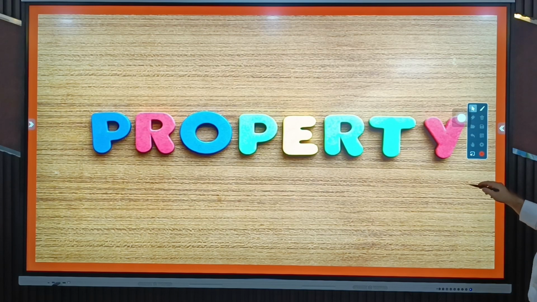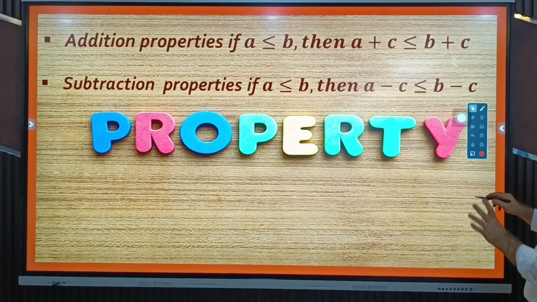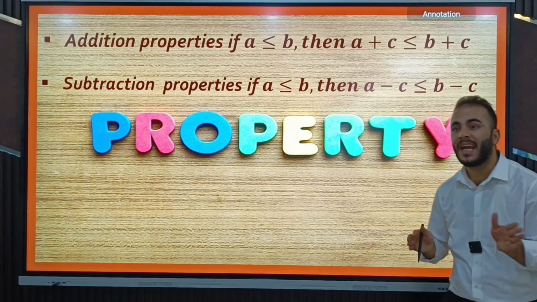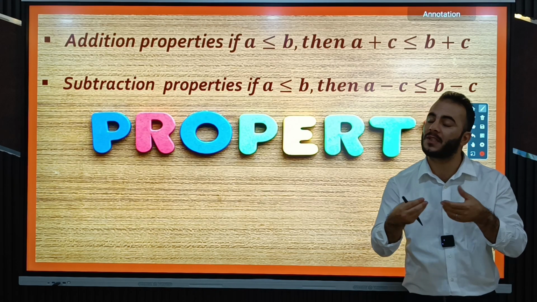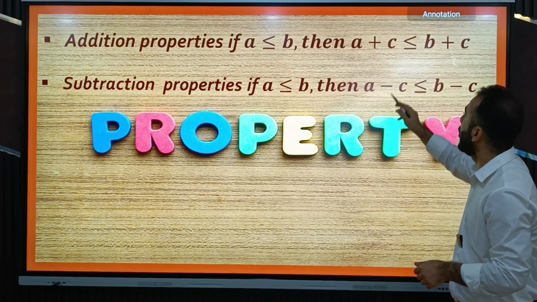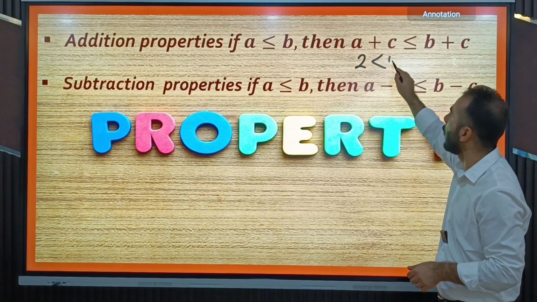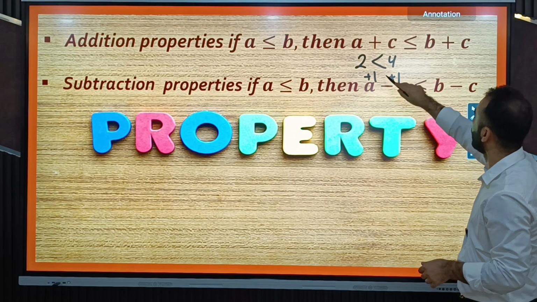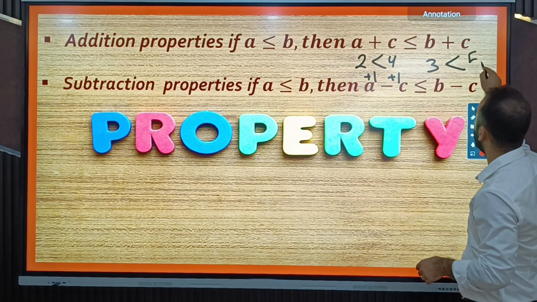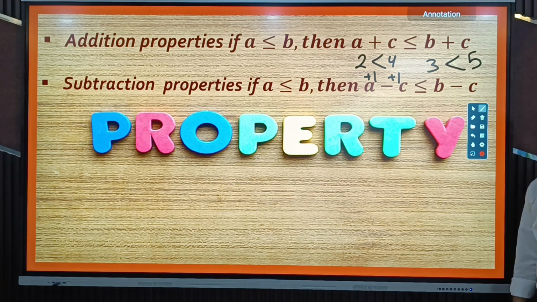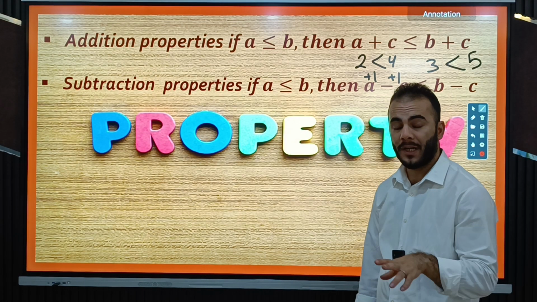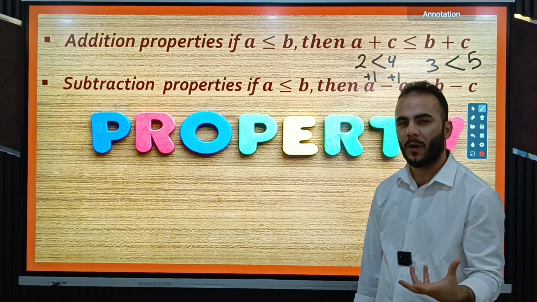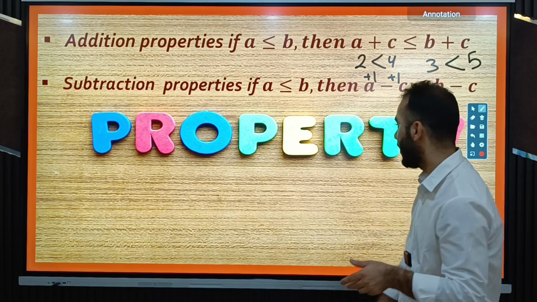Guys, properties, I'm just going to mention them because they are easy to understand. The addition property says that if A is less than or equal to B, and we add a number to both sides, the inequality still works. For example, we know that 2 is less than 4. If we add 1 to both sides, the inequality is still satisfied: 2 plus 1, 3, is less than 4 plus 1, 5. You might ask me, teacher, are they important? Yes, they are, especially the multiplication and division. When you solve a question, you will need these properties.